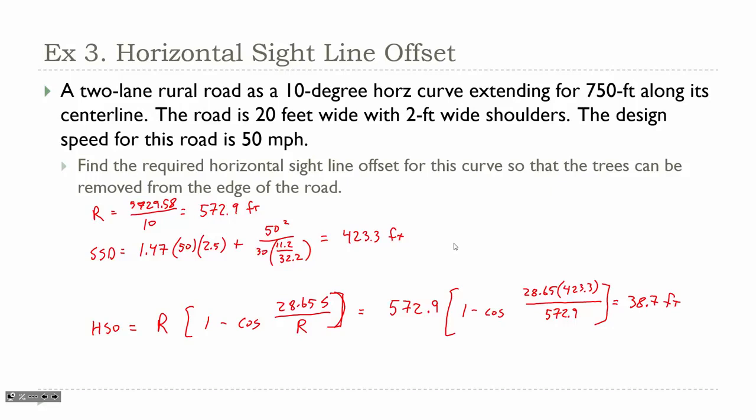In this case, since we're just asked to calculate the horizontal side offset, we didn't really have to use the width of the road or how wide the shoulders were, but they might give you that information and ask you how far from the edge of the road or how far from some other point of reference on the roadway. You just realize that the HSO is measured to the center line of the inside lane. Questions on that one?